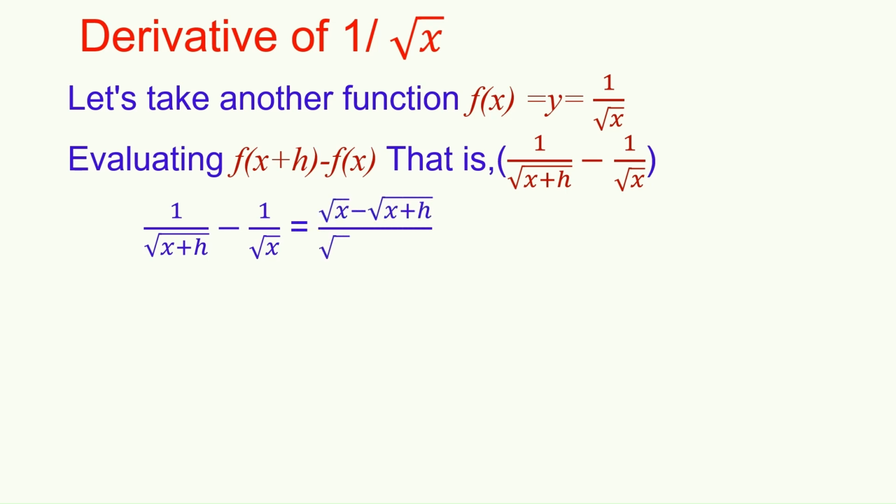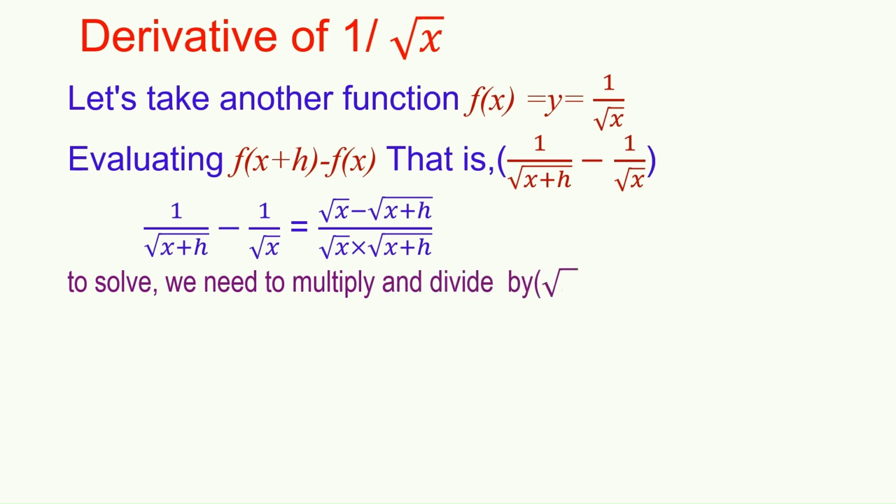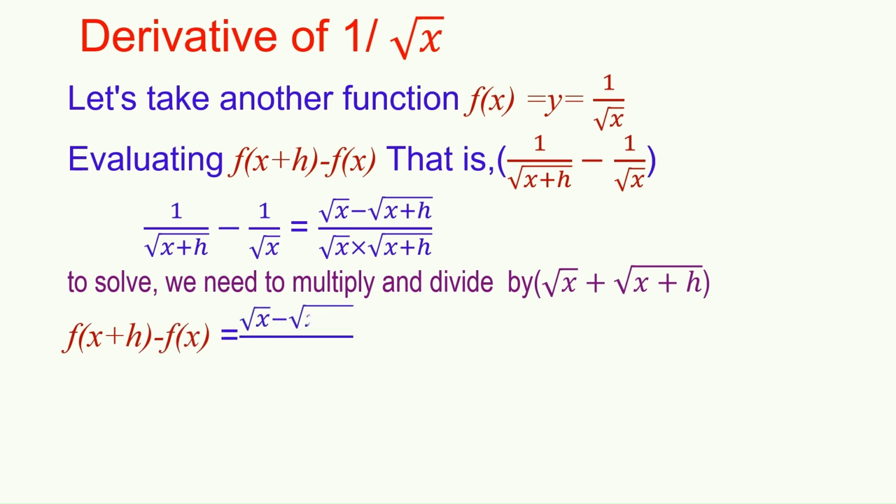Equals square root of x minus square root of x plus h, whole divided by square root of x times square root of x plus h. To solve, we need to multiply and divide by a factor of square root of x plus square root of x plus h. Function of x plus h minus function f of x equals square root of x minus square root of x plus h, whole divided by square root of x times square root of x plus h times square root of x plus square root of x plus h, whole divided by square root of x plus square root of x plus h.